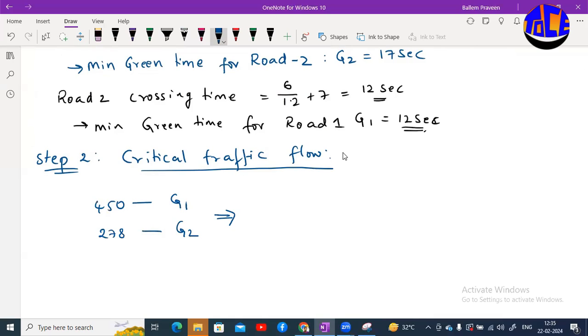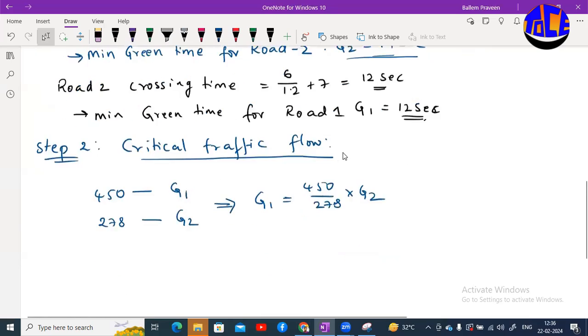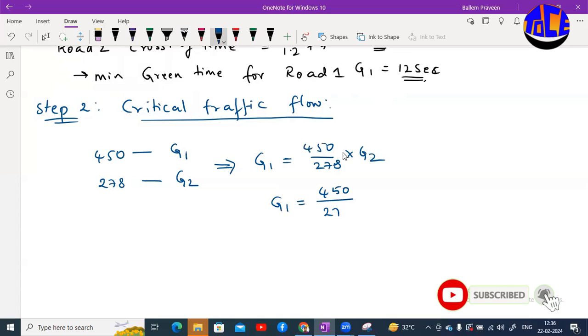Okay, then how much G1 do we need? G1 will be 450 divided by 278 into G2. I just cross multiplied. So what is G2? G2 is 17 seconds. Okay, so G1 equals 450 divided by 278 into 17 seconds. So this will be the green time for the major street.